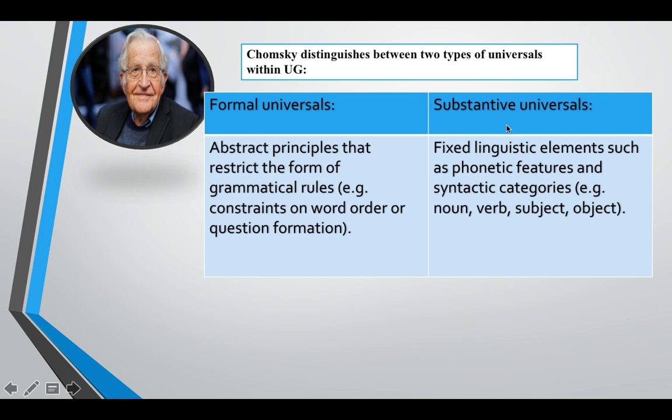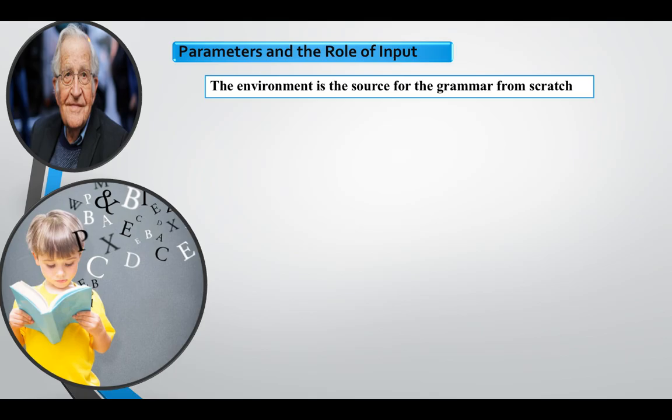While substantive universals are fixed linguistic elements such as the phonetic features and syntactic categories. So, for example, each language has a noun, verb, subject, object, etc. So here it's related to the structures of the sentences, questions, negative forms, and here it is related to the parts of the syntactic categories and the phonetic features that exist in any language. So together these universals limit the number of possible grammars, making language acquisition easier.